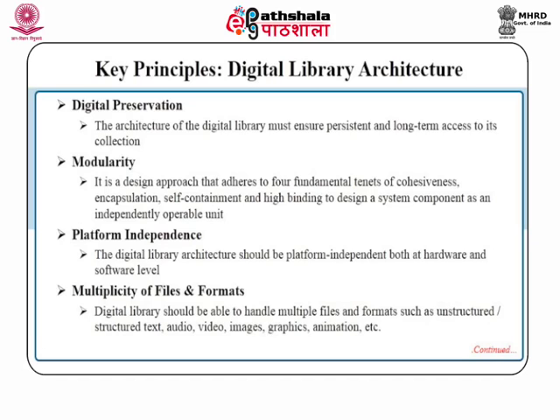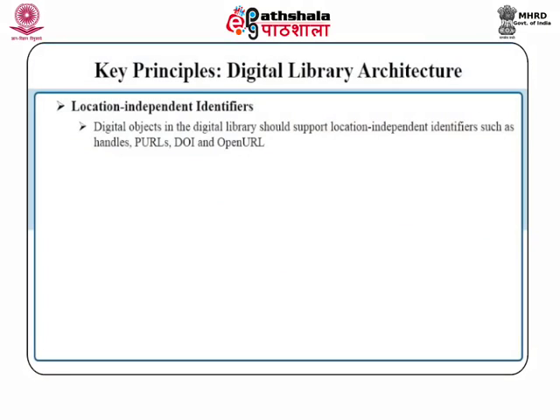The digital library should be able to handle multiple files and formats such as unstructured and structured text, audio, video, images, graphics, animation, etc. The digital objects in the digital library should support location-independent identifiers such as handles, PURLs, DOIs, and OpenURL.